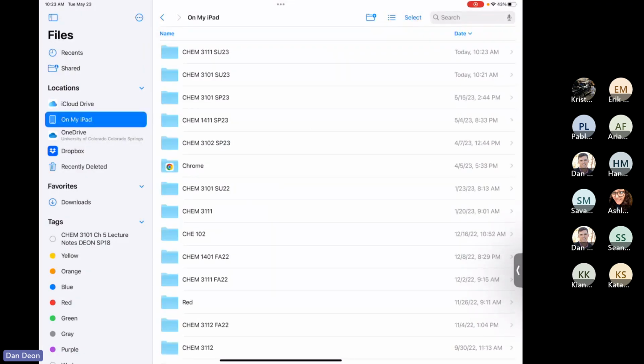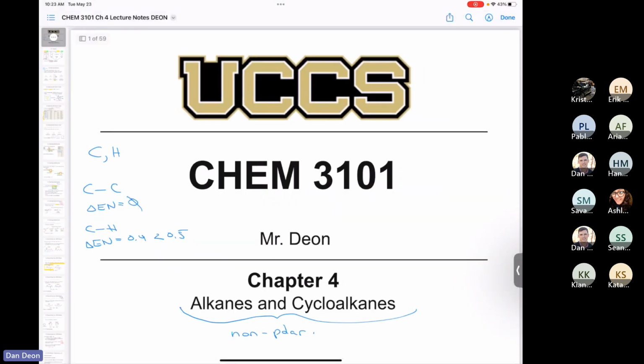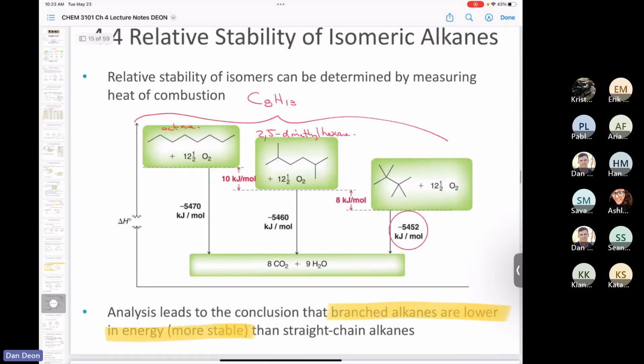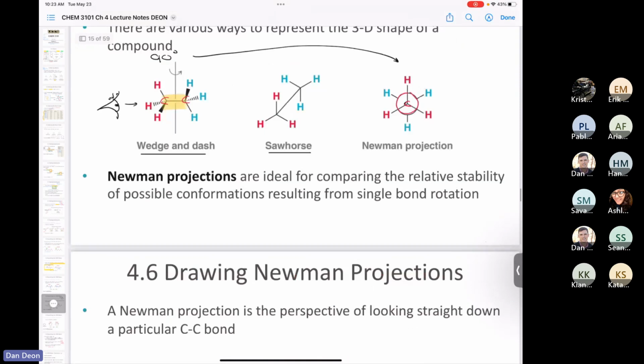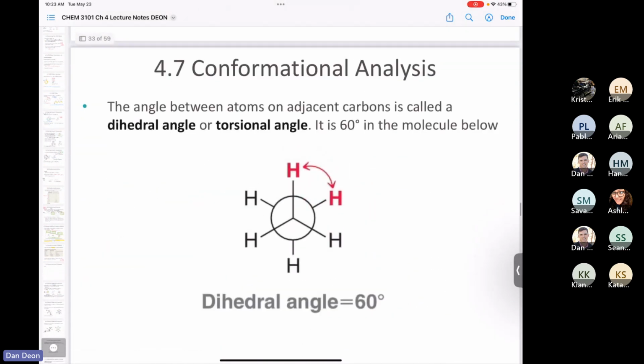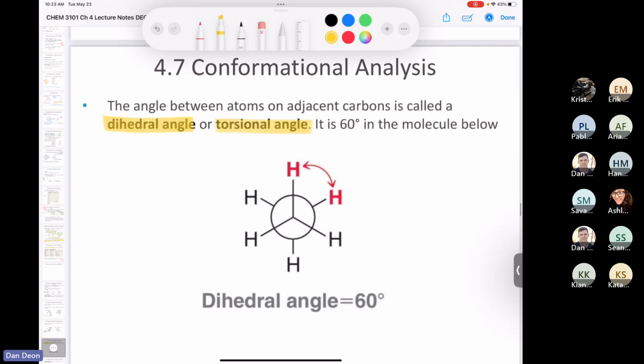So let's see here. There we go, chapter 4. Where were we? Somewhere around here. Let's go back from whence we came. All righty. So we got some practice on this one and this one. And now we're at what we call the dihedral angle. Dihedral angle has two names, actually. It can be called a dihedral angle or a torsional angle. They mean the exact same thing.